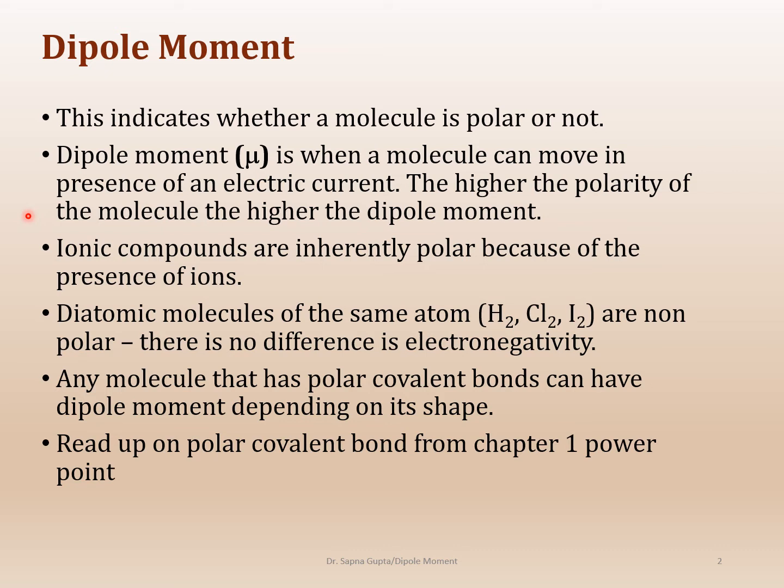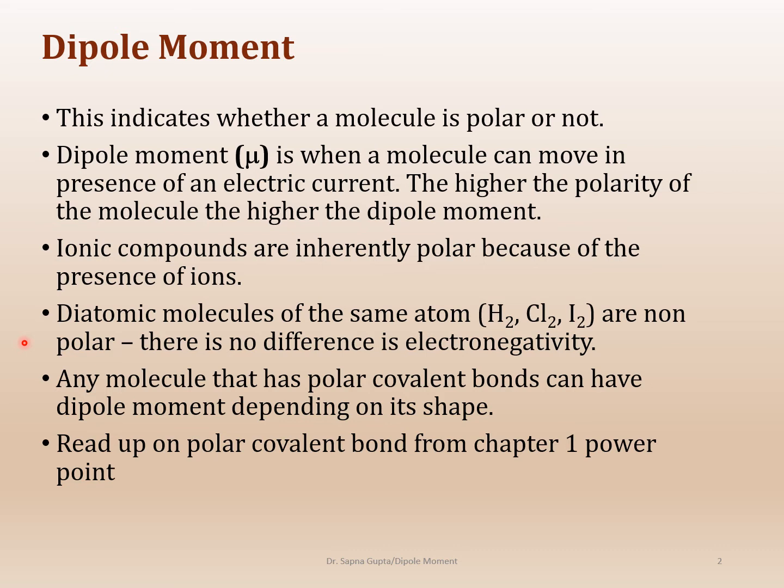Dipole moment is actually a measured quantity, so it's not just a random thing, it's a measured number that's given. So the higher that number is, the higher the dipole moment is. Ionic compounds are going to be inherently polar because of the presence of ions. The ions are cations and anions, and because of those two, it's polar automatically, and so it has a really high dipole moment. Diatomic molecules that have the same atoms, like hydrogen, chlorine, iodine, these are also called homonuclear molecules. These are going to be nonpolar because there is no difference in electronegativity.